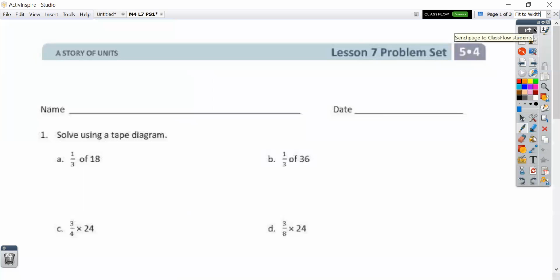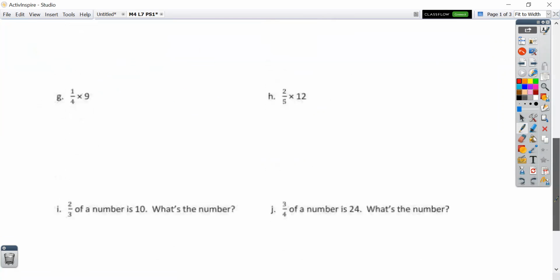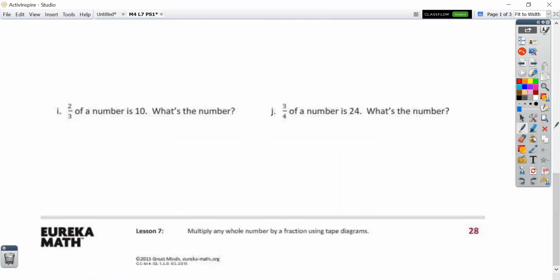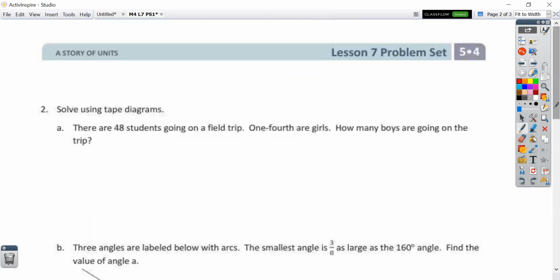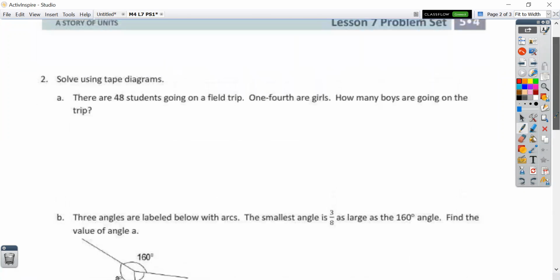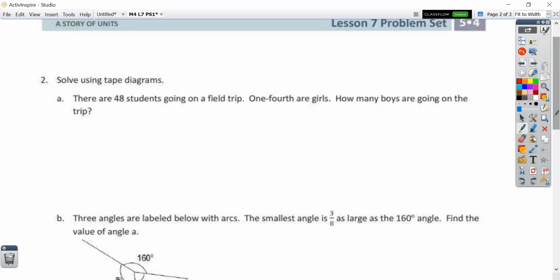All right, get your name on it. And the directions just say solve with the tape diagram. So we're actually going to come back to these in a second and do these. So we have the whole first page, but we're only going to do one word problem together here on the back, and then I'm going to ask us to go back to the front page and work on problems there.